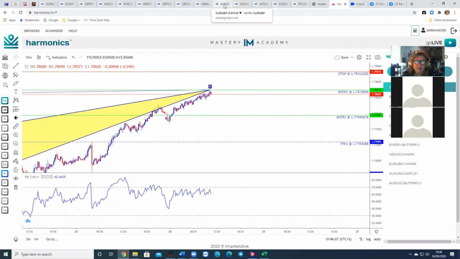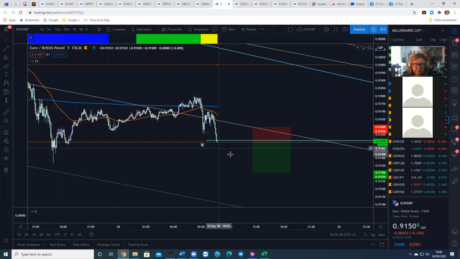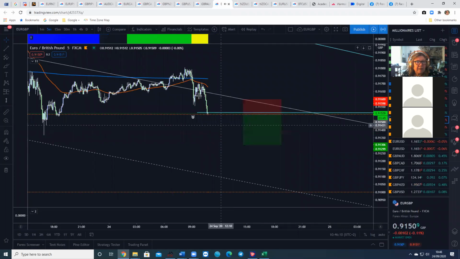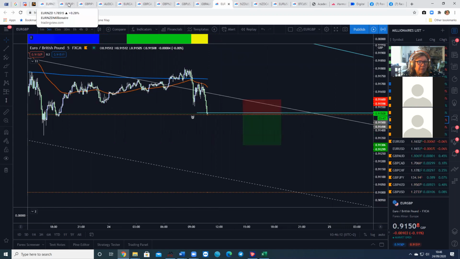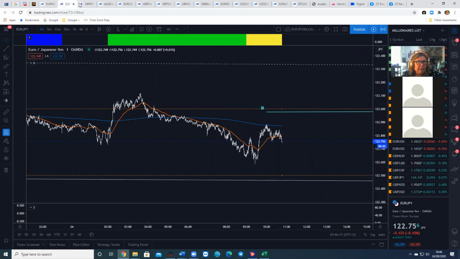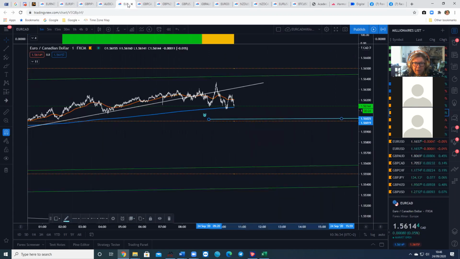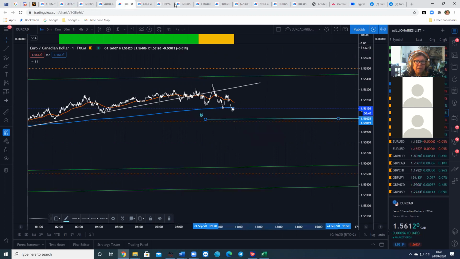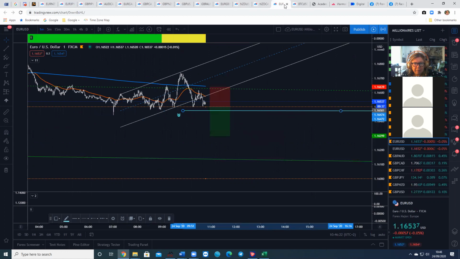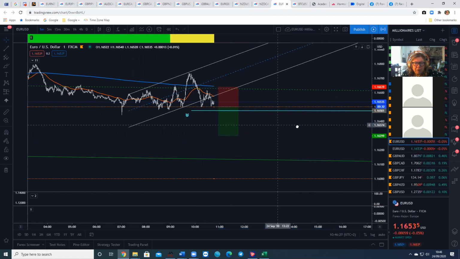There's nothing else on Euro NZD. So that is dropping nicely. Let me check what's happening on the other ones. That's coming down. Euro CAD coming down. And Euro USD coming down. So at this point, you've got a choice to make which ones you fancy, which one you're going to go for. Don't go for both.